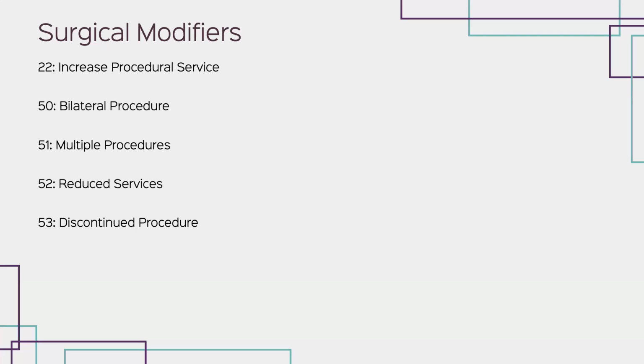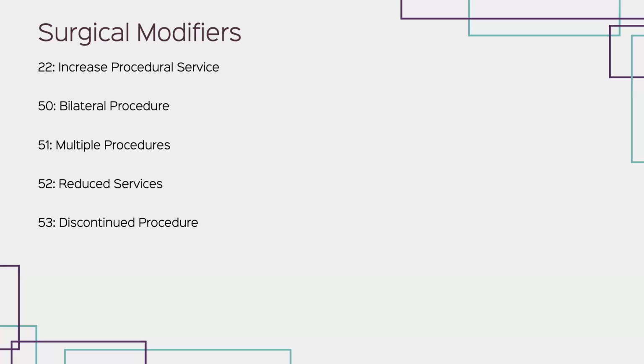Modifier 50, we've kind of already touched on that one. That's going to be appended to services that are done bilaterally. So you want to check with your payers to determine if they want the services reported with a modifier 50, or if they want to have the LT or RT for right and left on there. Some will prefer the 50, some will prefer the LT RT.